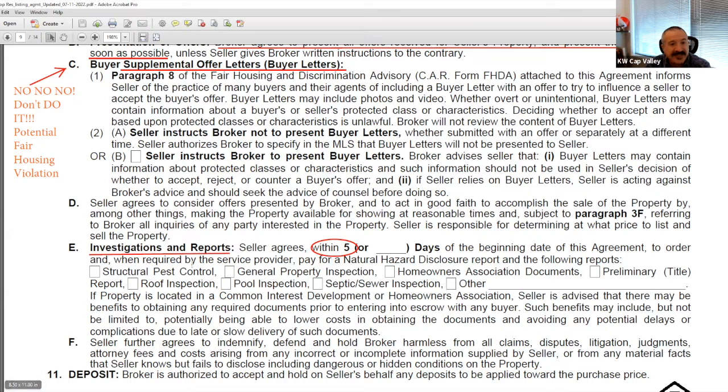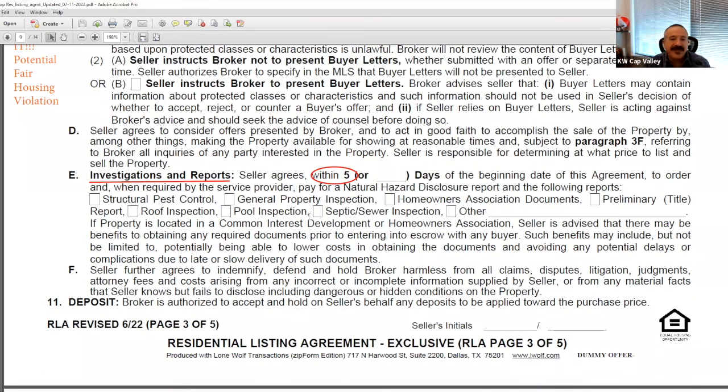Let's see here. Investigations and reports. This is kind of an important one, and it's important for the most part because of the homeowners association documents section. Once you get an offer accepted, you have a very limited period of time, just days, as a seller, you're required to get your disclosures over to the buyer side for review. What this says here is on the listing end of it, the seller agrees within 5 days or some other period of the beginning of the agreement to at least order these various inspections or reports.